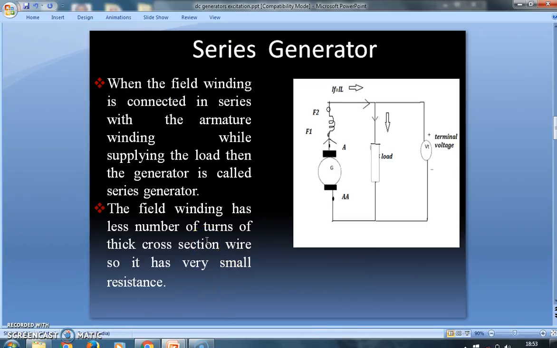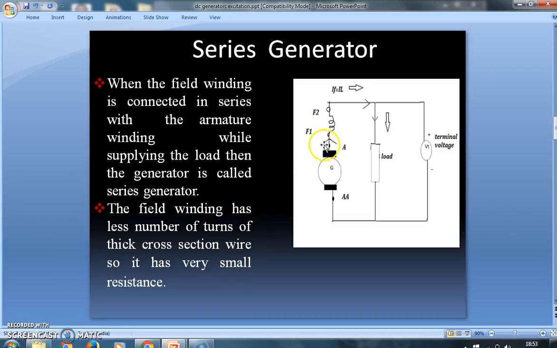Now if you consider the series generator, the field winding is connected in series with the armature winding while supplying the load. If you see in the diagram itself, you can observe that the series field winding is connected in series with the armature. This combination is connected across the load. The field winding has a small number of turns of thick cross-section wire, so it has very small resistance.